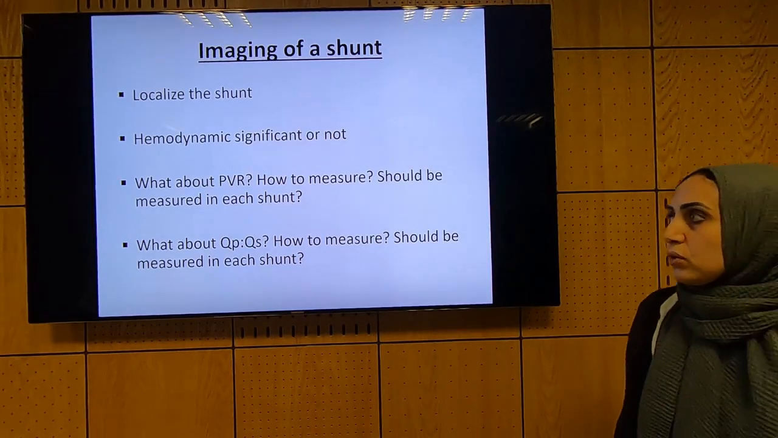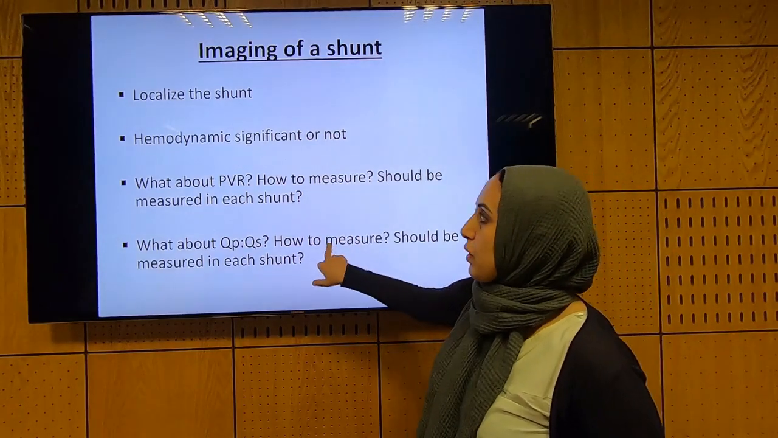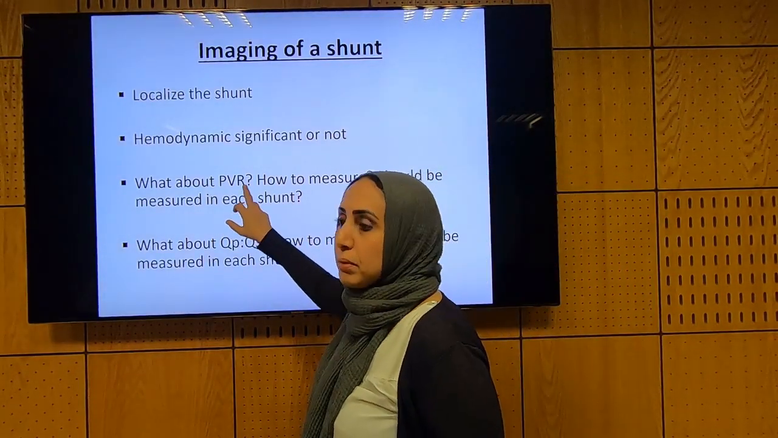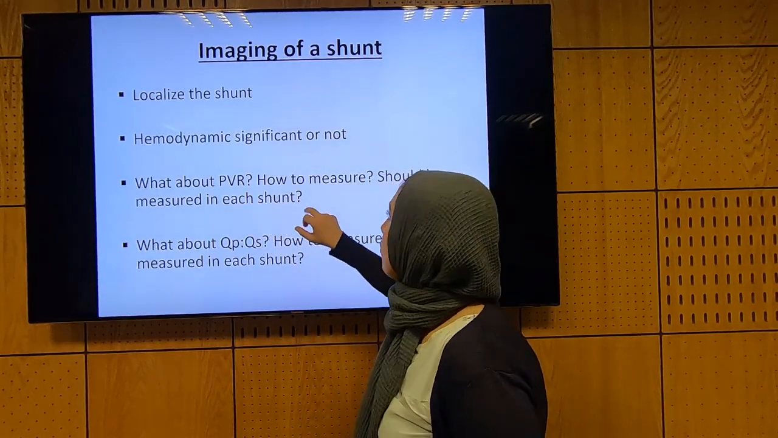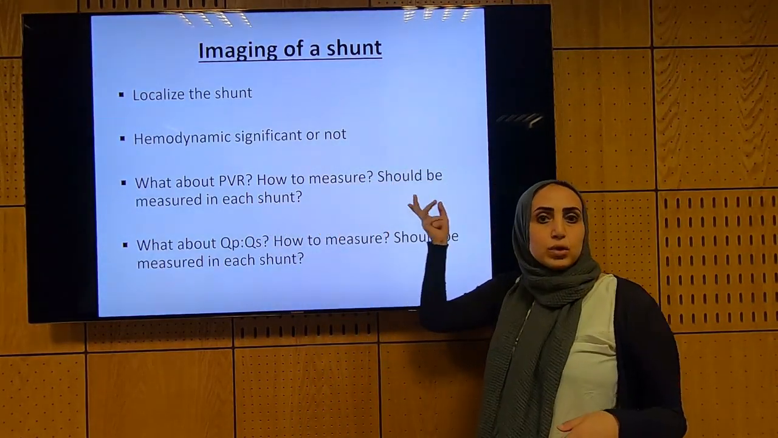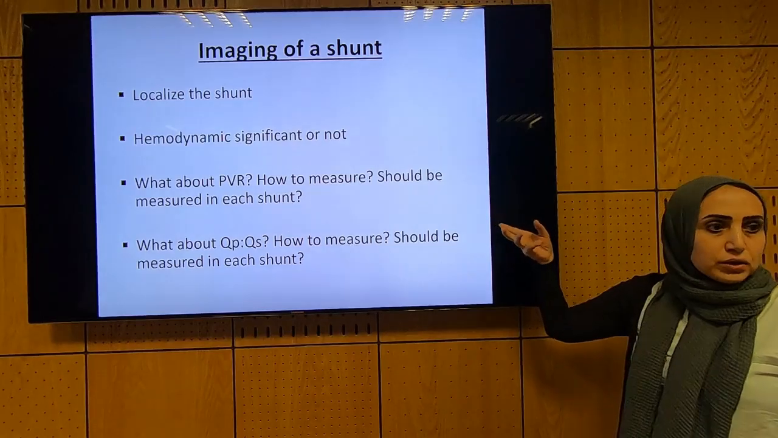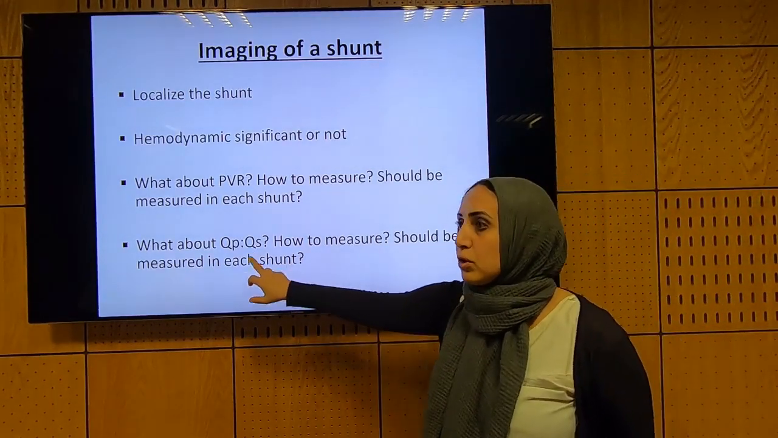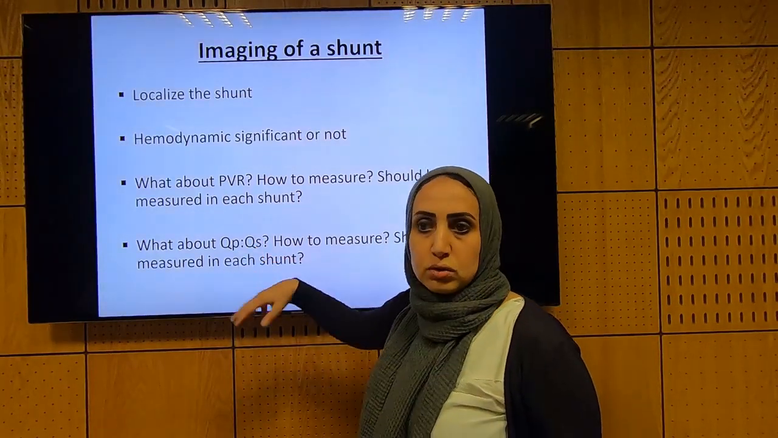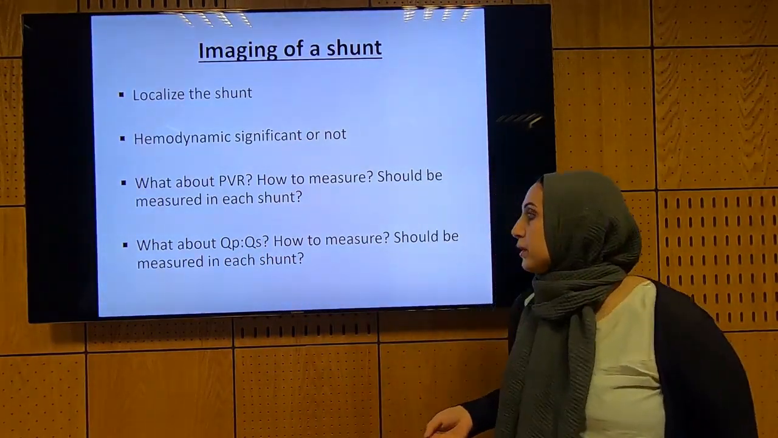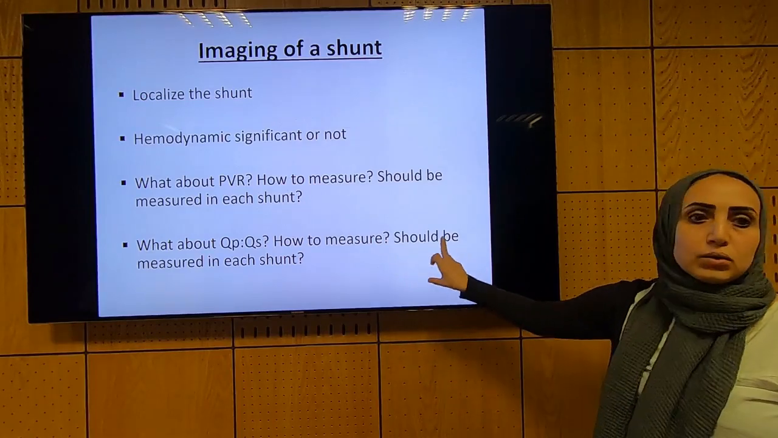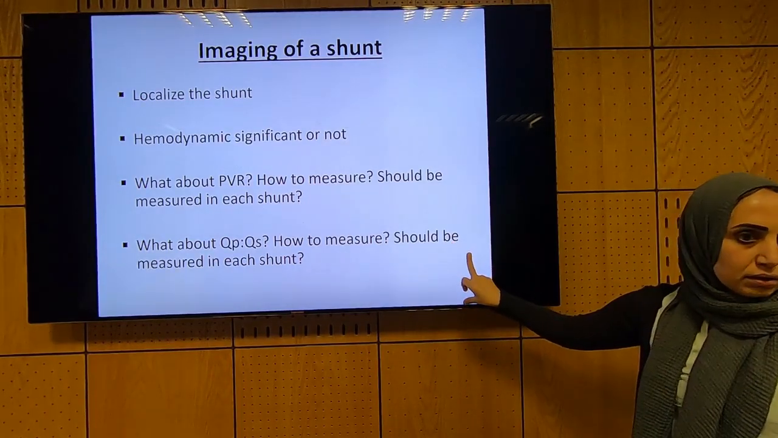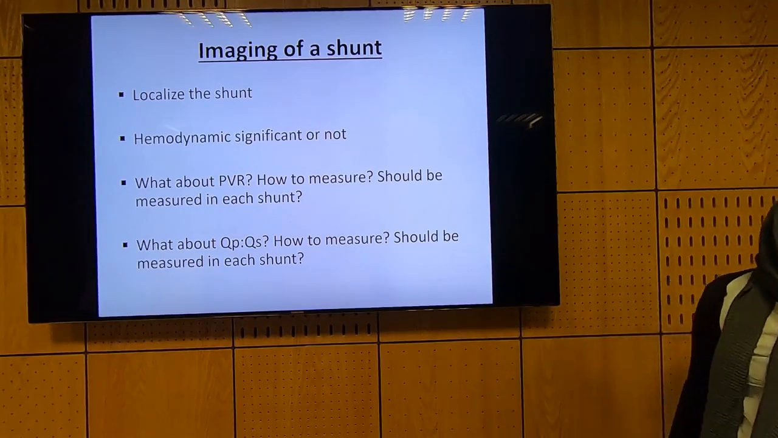The third and fourth are about two terms that we heard in the previous lecture. The third is about the pulmonary vascular resistance: how to measure it, and do we have to give it as a number in every shunt that we face? And the fourth question is about the QP/QS ratio. It's always like that, it's a ratio. How to measure it, and should we report the QP/QS as a figure in each shunt or not?